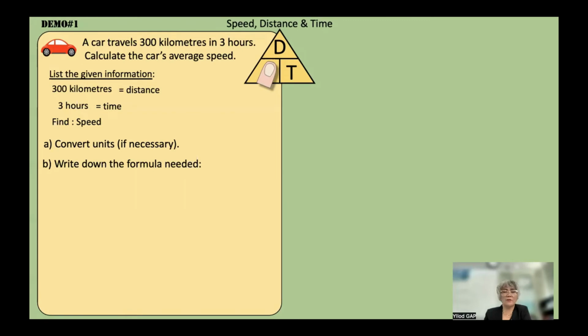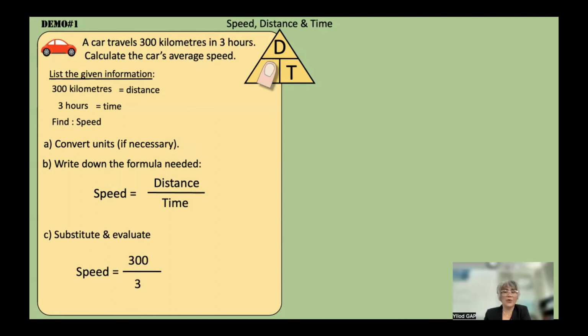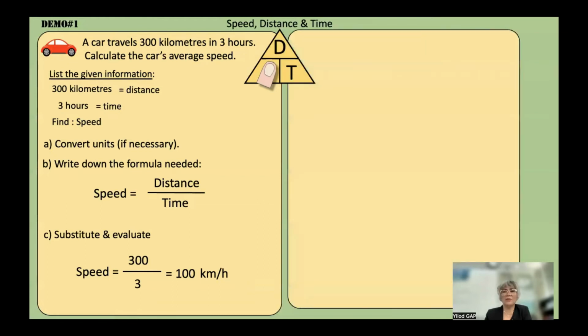Okay, so we're ready to get the formula. It's always safe and good to write down the formula. And after that, we're going to substitute and evaluate, okay? So now you have 300 for the distance and 3 for the time. And so dividing those two values, you have 100. And the unit would be kilometers per hour. All right.